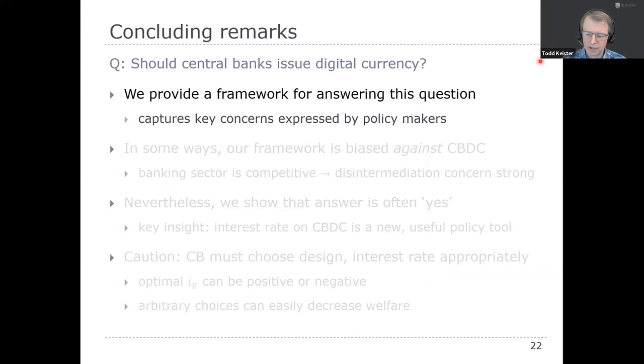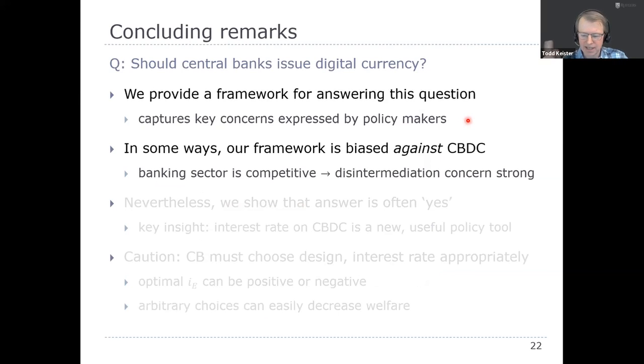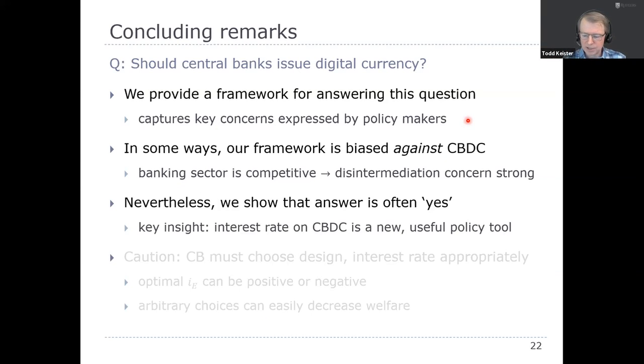All right, so just quickly concluding, should central banks issue digital currency? The goal of the paper is to provide a framework for answering the question. And we think we have a framework that captures at least some of the key concerns policymakers have expressed. Note, in some ways, our framework is biased against a CBDC. We've built the model in such a way that the disintermediation concern is strong. But despite that fact, we see the answer is often yes. A digital currency does raise welfare.